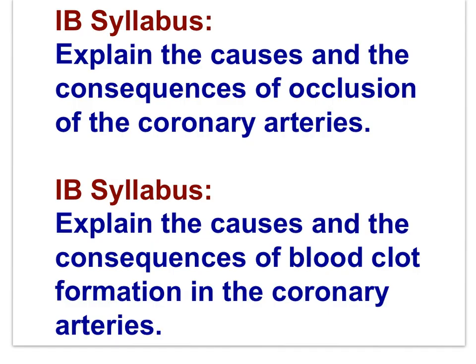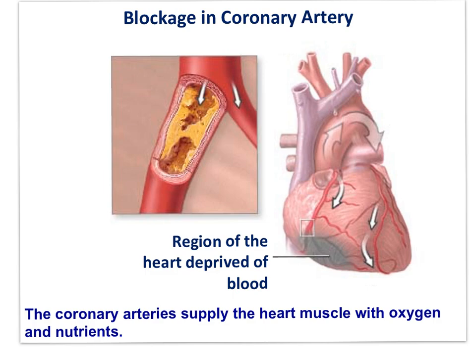Here are the relevant IB syllabus statements. Explain the causes and consequences of occlusion of the coronary arteries. Explain the causes and the consequences of blood clot formation in the coronary arteries. In this diagram, we can see the blockage in the coronary artery, preventing cells beyond the block from receiving oxygen and nutrients. These cells die, and a heart attack is initiated.